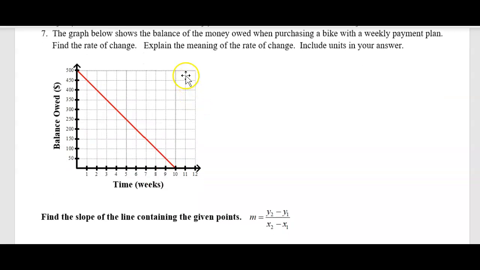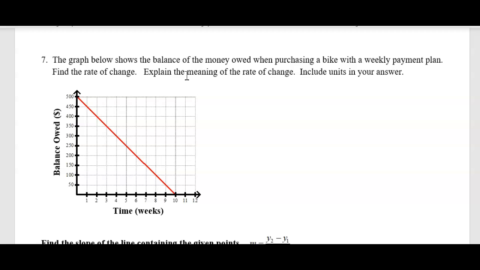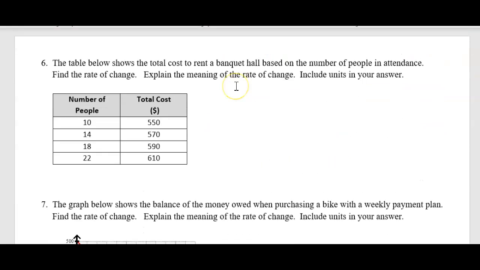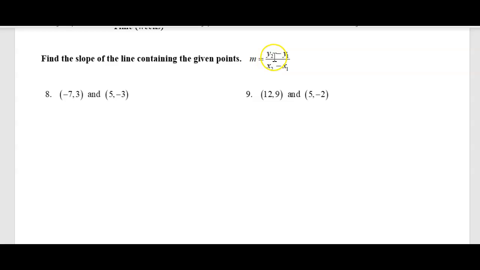So do the same thing here on 6. 7, it says balance on when you're purchasing a bike. Rate of change, explain the meaning, units. So 6 and 7 are exactly like 5. Find the slope. We already did these on 1 and 2, but I will do one more. Label. So this is one where I should see some work. x1, y1, x2, y2.